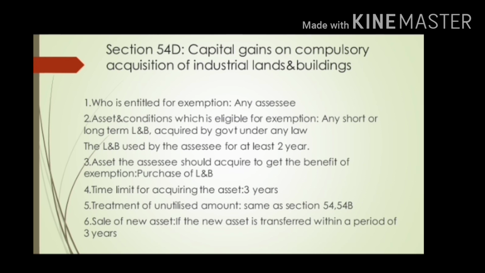Means the assessee, within a period of 3 years from the date of transfer, purchases any other land or building for the purpose of shifting or re-establishing the industrial undertaking, or setting up another industrial undertaking in that building. And the treatment of unutilized amount deposited in the capital gain account scheme is the same as the above sections. And the sale of new asset: if the new asset is transferred within a period of 3 years of its purchase, the exemption given earlier will be withdrawn and chargeable to tax as the income of the previous year.